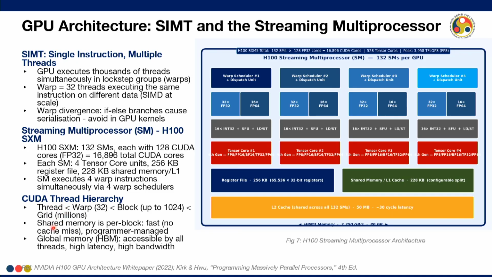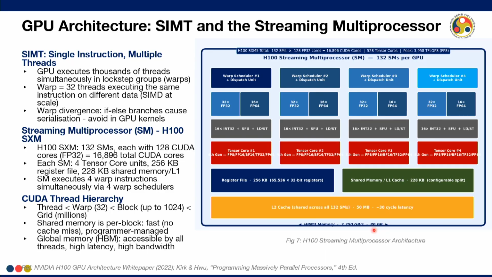You can see that in the streaming multiprocessors you have the register files as well, which are of size 256 kilobytes and organized as 65,536 32-bit registers. Okay, and we have this shared L1 cache among these warps, and you also have this L2 cache which is shared across all streaming multiprocessors, of size around 50 MB, with around 30 cycle latency.